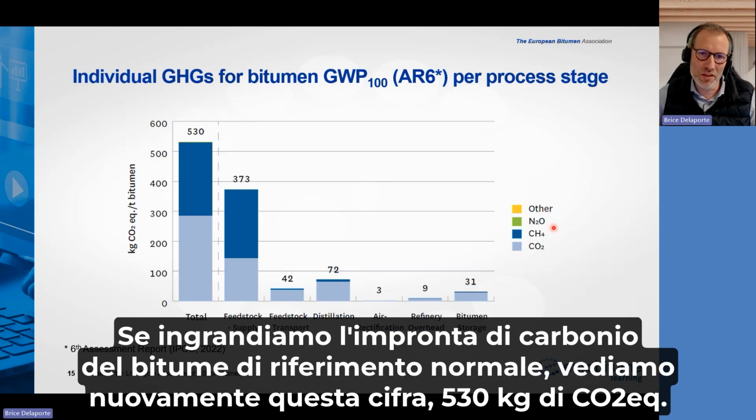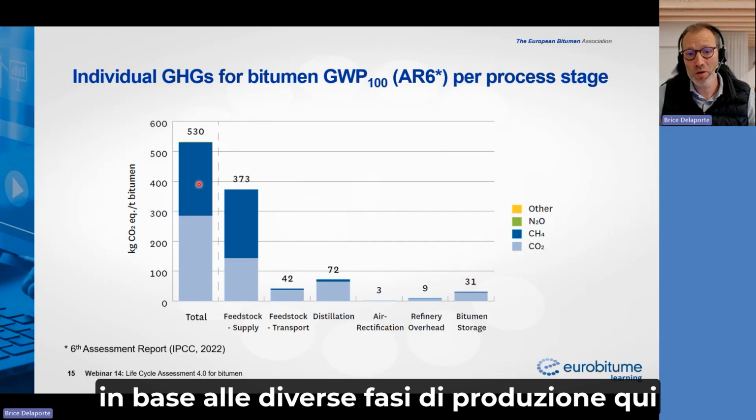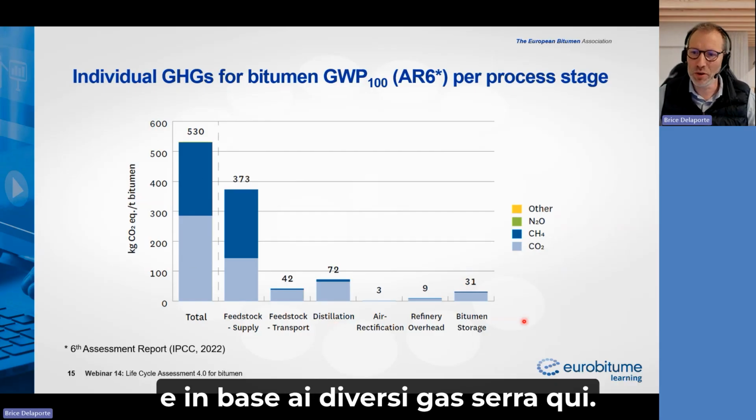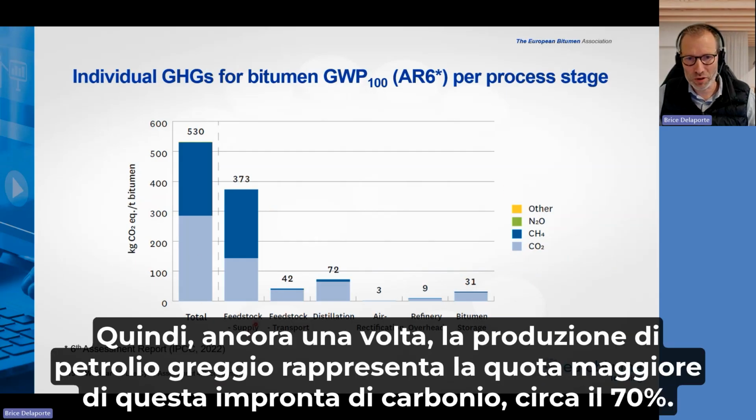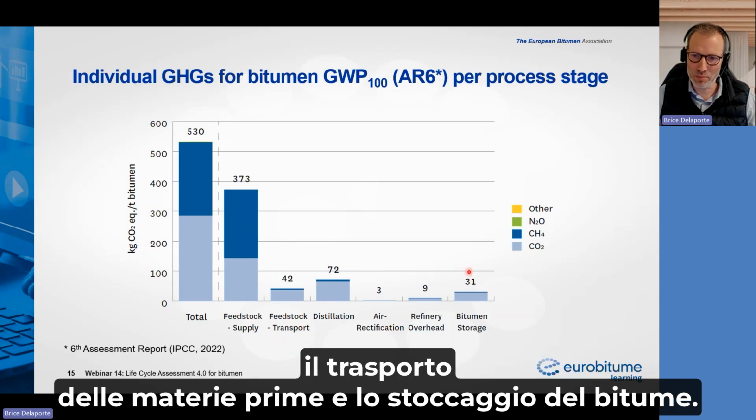And if we zoom in on the carbon footprint of the reference average bitumen, you see again this new number, 530 kilograms of CO2 equivalent. And you have the distribution of this number according to the different production stages here and according to the different greenhouse gas here. So once again, the crude oil production represents the main part of this carbon footprint, around 70%. And then in order of the carbon footprint intensity, you have the distillation processes, the feedstock transport, and the bitumen storage.